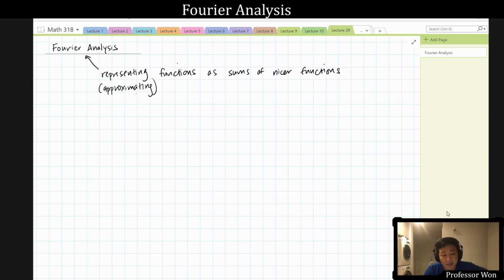And I guess I'm being vague here. By nicer, these will be basically trig functions. Because you kind of already have some idea about how to approximate a function as a sum of nicer functions, and that is the Taylor series, right? So when you have a function that you require to be infinitely differentiable, you can find its Taylor series, and that's a way to represent the function as an infinite sum of powers of x, right? But once you've represented it as a Taylor series, you can also approximate it by cutting off that representation at a certain point and forming the Taylor polynomial.